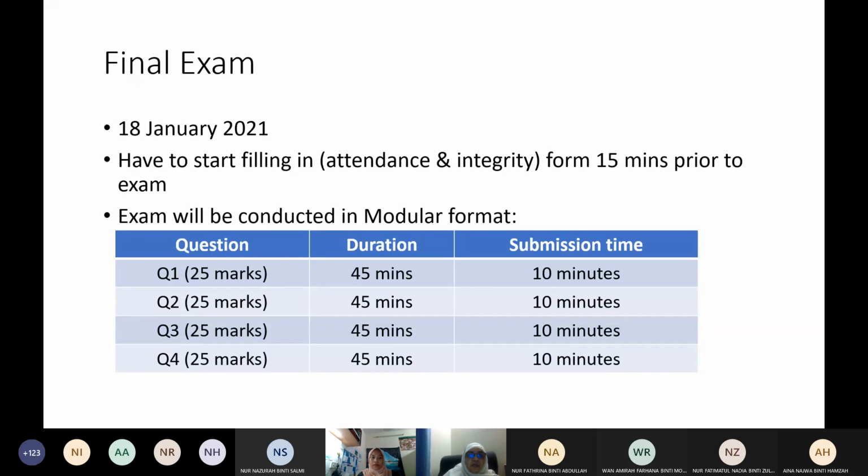This is the one that I want to share with you. Since each question is 25 marks, the duration of the exam is 45 minutes, and the time to submit at the end of each question is 10 minutes. It is unfortunate, but we have to use the modular format.